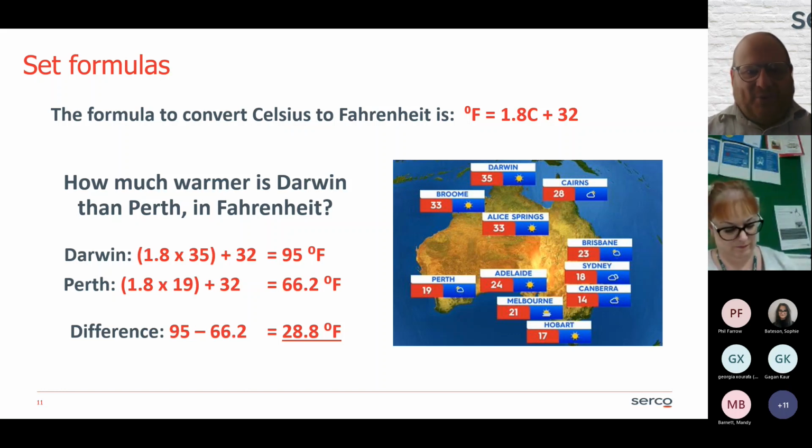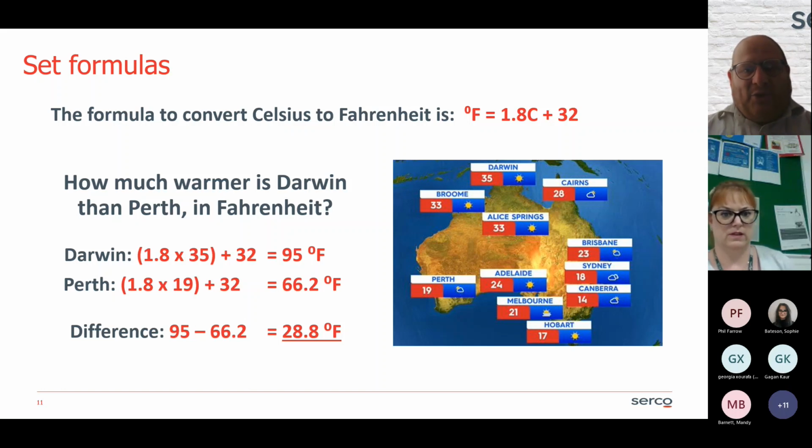So because some people have gone ahead, I will give you the Perth one. So the Perth one is 1.8 times 19, that's degrees in Celsius, add 32, which some people have said is 66.2. And then we want the difference between them, so you take them both away, which, as you've told me, is 28.8. I should have twigged that when I saw those numbers coming through that people have got to there.